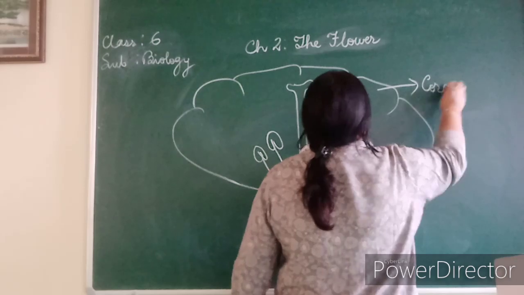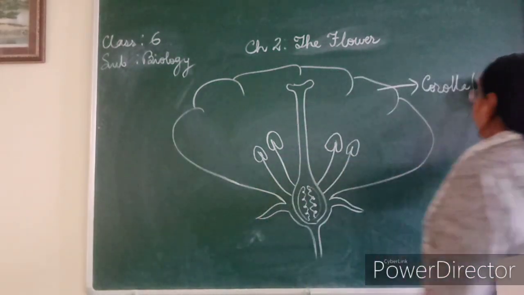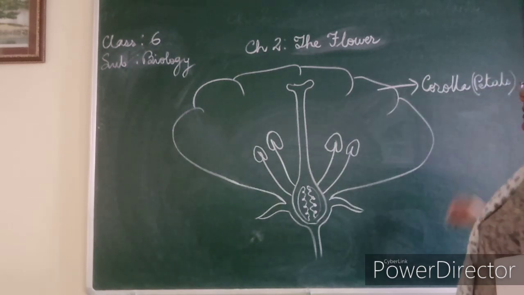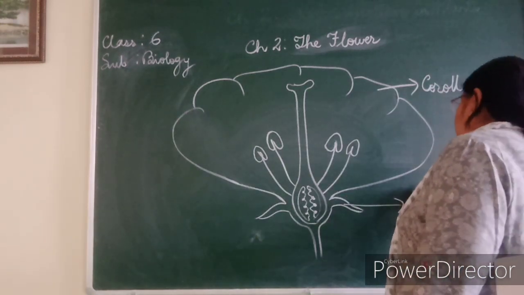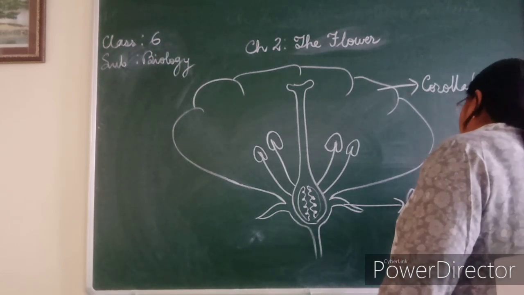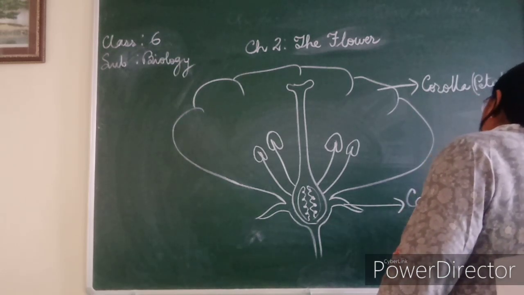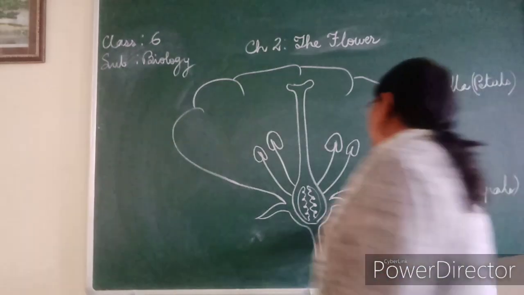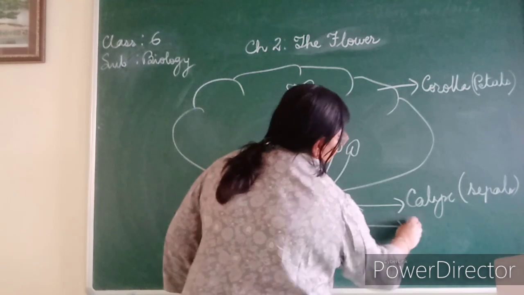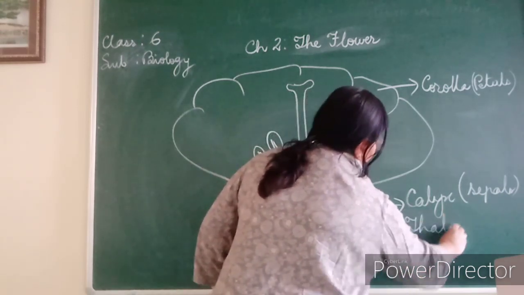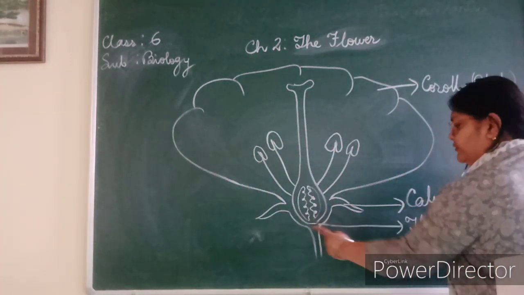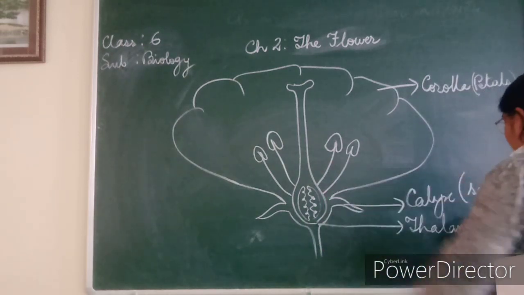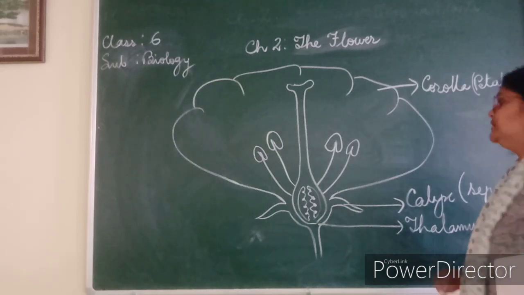This is the corolla. In brackets you can write petals for you to remember. Next, calyx, sepals. Calyx made up of sepals. Now this is the thalamus. Write the point which you drew a cup-like structure. Thalamus, on which all the 4 whorls are placed.